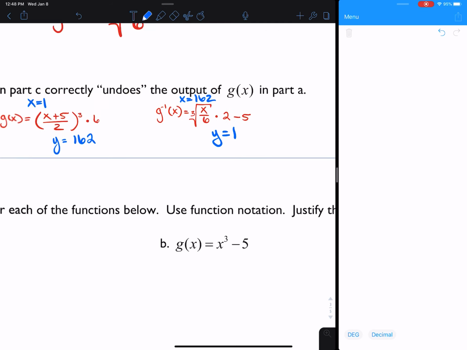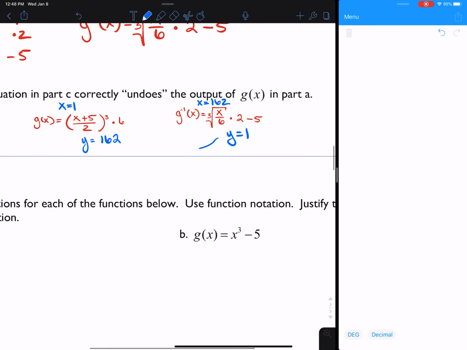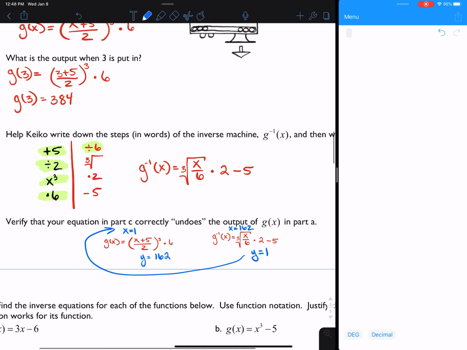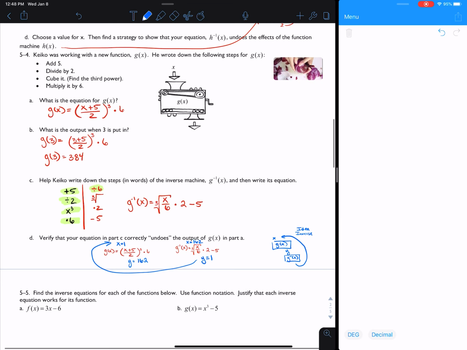Notice how that's the original input that I started with. It took me all the way back. That's what an inverse function is supposed to do. It's supposed to undo the effects of the original function to take you back to where you started. So now that's the idea. This is how we find inverses. This is how we check them.